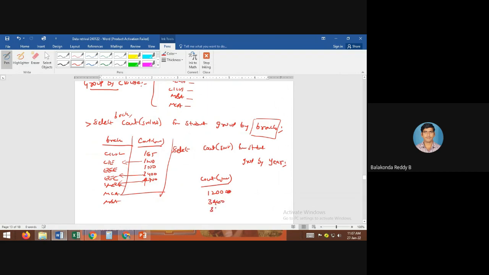Like this it displays. I am giving an example. I don't know which one this belongs to. For that purpose, I am writing here: year, comma, count of S roll number from student group by year.